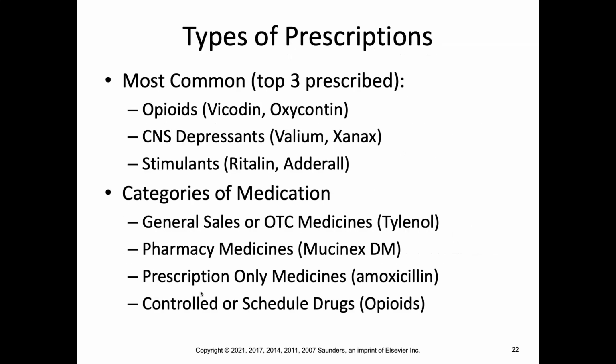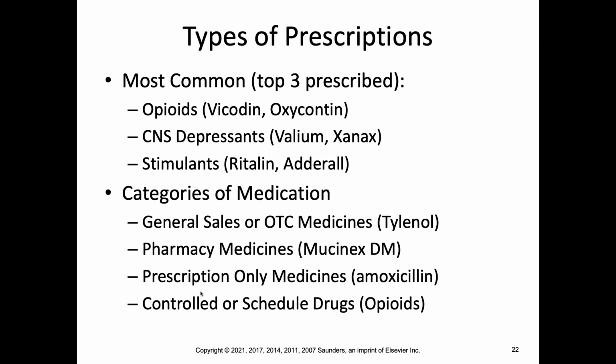So, some types of prescriptions. We're almost done here, so hang on. I think this is one of our last slides, so we're getting there. The 3 most common types of medications prescribed these days are opioids, central nervous system depressants, and stimulants. I got that from an article online, looking at a couple of different sources to identify what's really happening. And then I gave you some examples in parentheses. But the common types are opioids, CNS depressants, and stimulants.